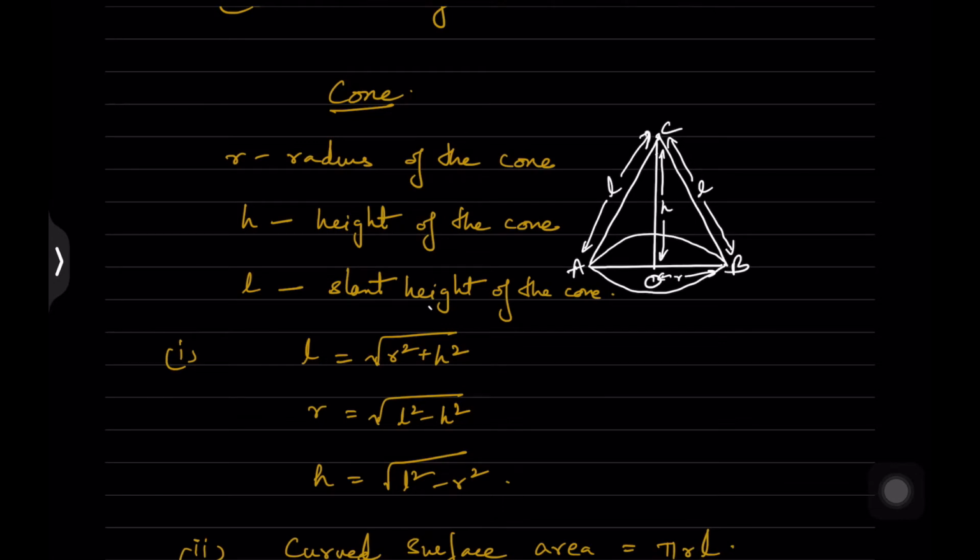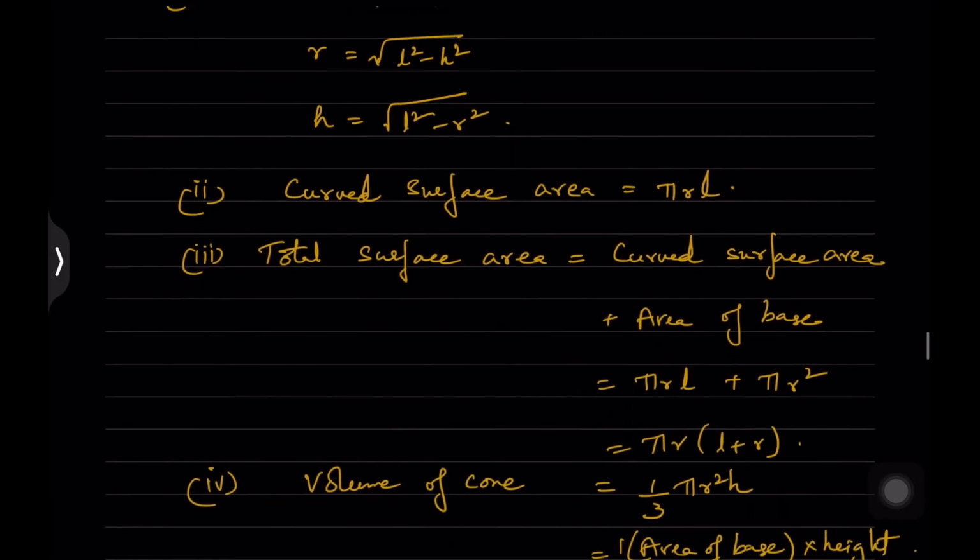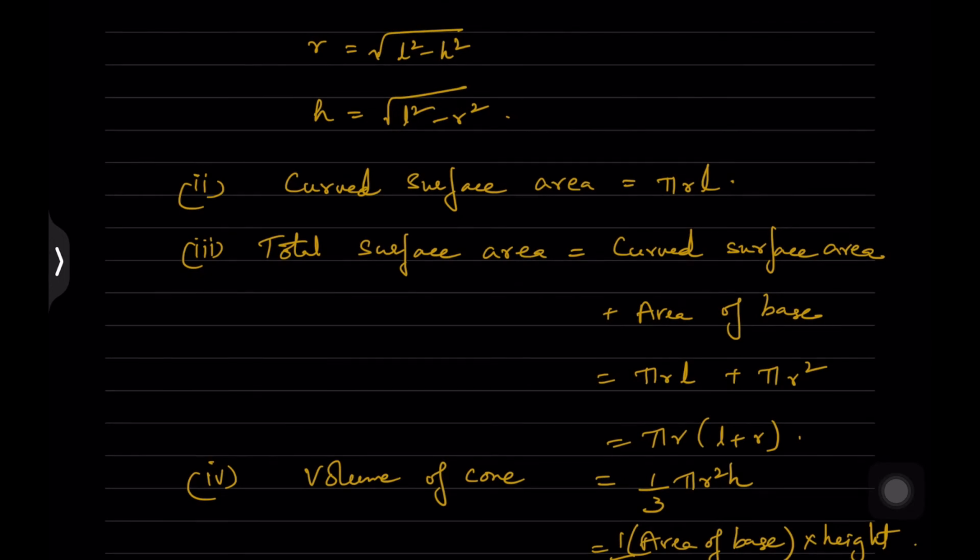And if L and r are given, how to find out h? We can write h is equal to root of L square minus r square. Now the curved surface area is equal to pi r L. Total surface area is equal to curved surface area plus area of base, which is equal to pi r L plus pi r square, which is equal to pi r into (L plus r).